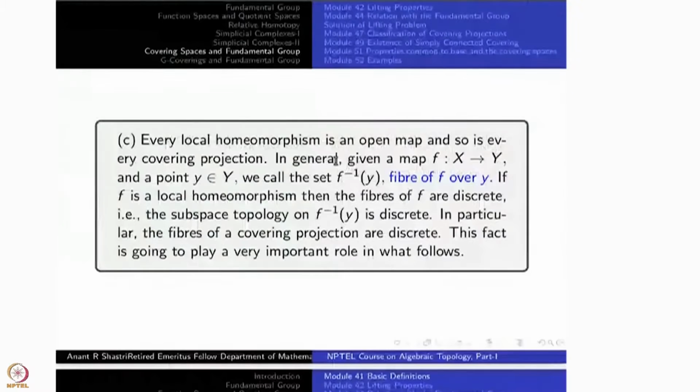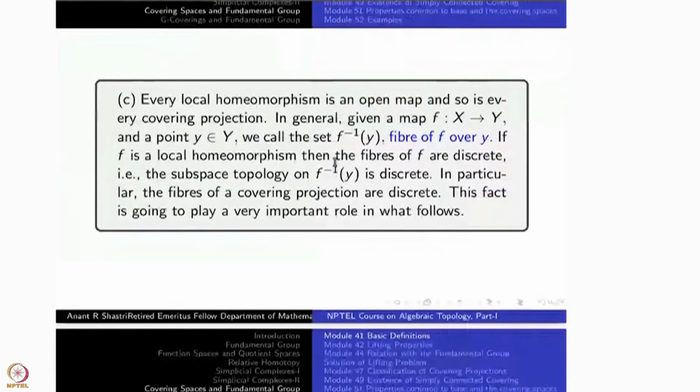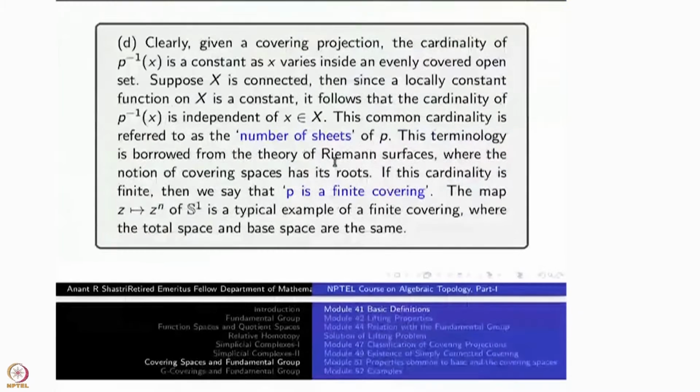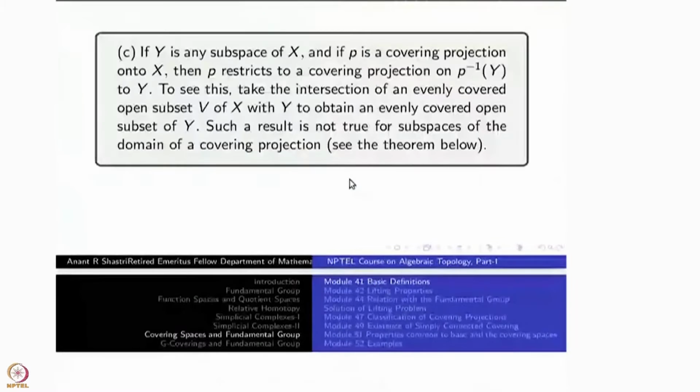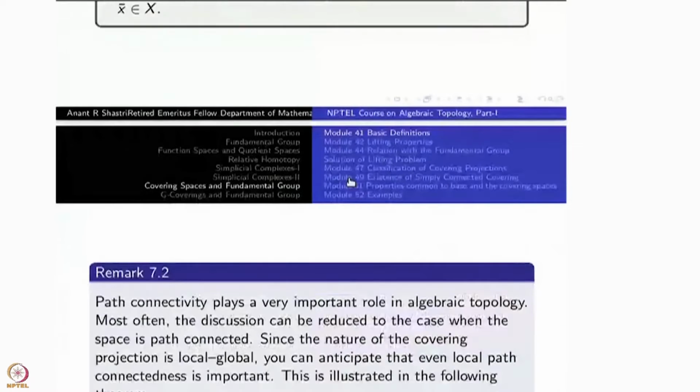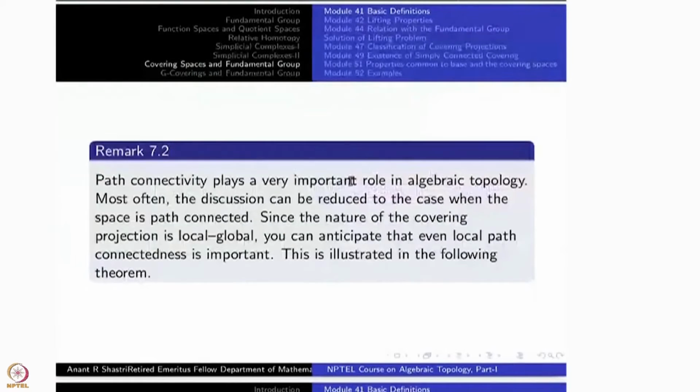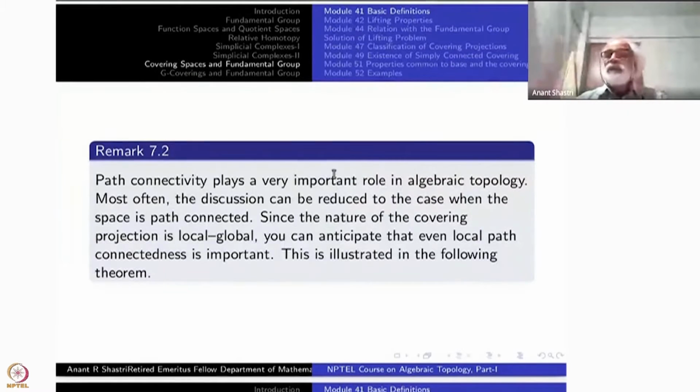local connectivity, local path connectivity plays a very important role in the study of covering spaces. So often authors blanketly assume that the base space is locally path connected to do anything. But just to keep the theory going, we don't have to assume that. If you want to do some serious thing, we may have to assume that.